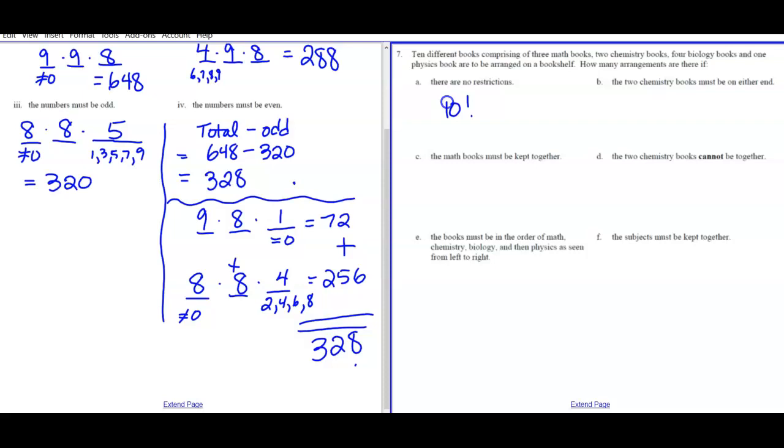Okay, so the 2 chem books must be on either end, so this is going to be chem, all the other books, chem. And so there's 2 chem books, and then 8 factorial in between.